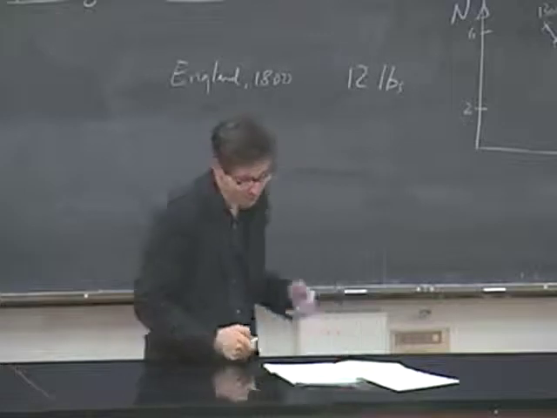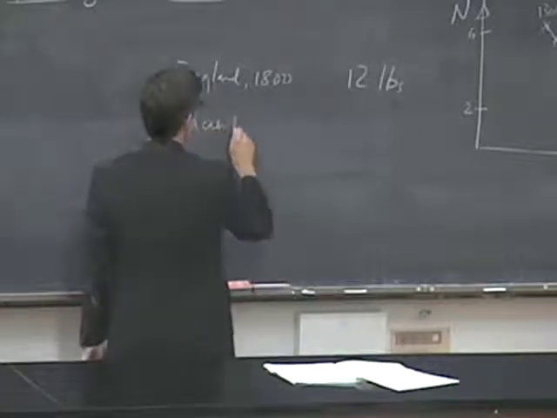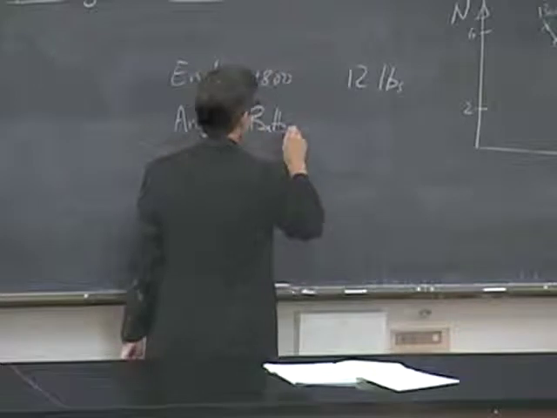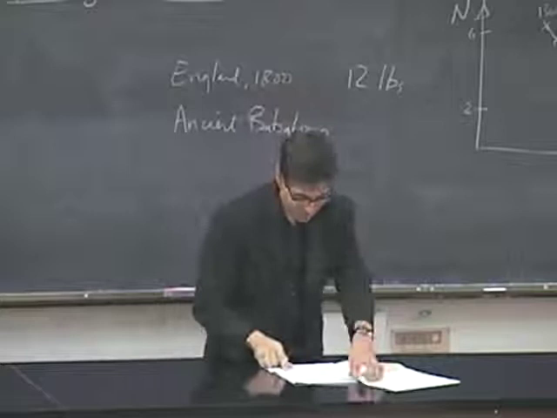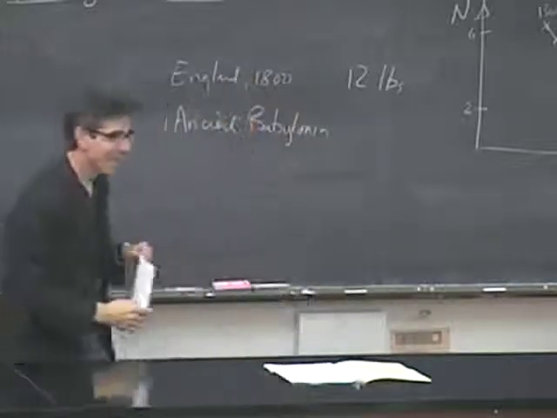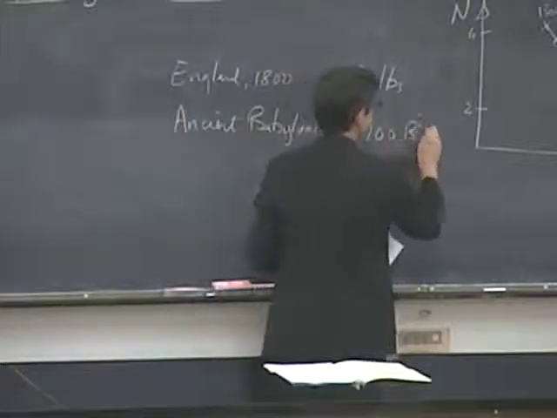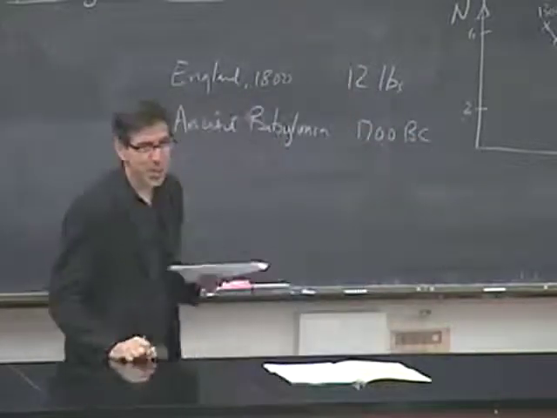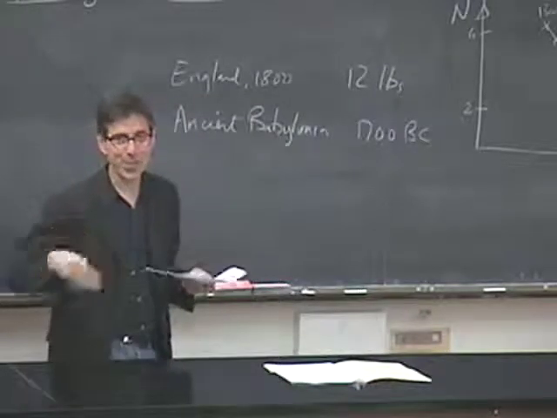So what does it look like if we go into the ancient past? We can actually get these measures for ancient Babylonia, for 1700 BC. So that's about 3,500 years before the onset of modern growth.